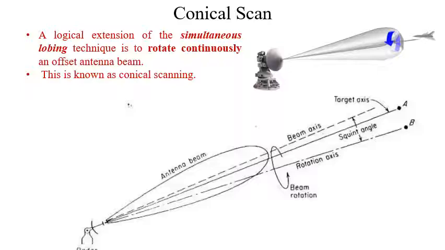Now consider its counterpart, conical scanning. A logical extension of the sequential lobing technique is to rotate an offset antenna beam continuously. This is what we call conical scanning.